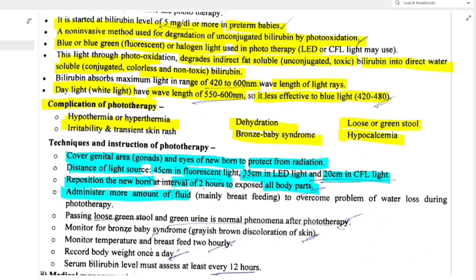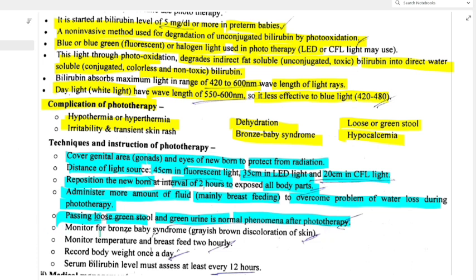Now comes the next point. Administer more fluid, mainly breastfeeding, to overcome the problem of water loss during phototherapy, because we have studied that a complication is dehydration. So we have to prevent that. That's why we are maintaining more fluid. Then passing loose green stool and green urine is a normal phenomenon after phototherapy. If the mother is panicking, we have to tell her that it is normal, because her child is receiving phototherapy. Is it clear?